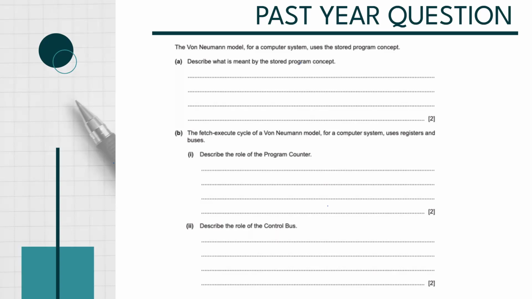So okay, now can you tell me? I think you already know the role of the program counter. So can you describe the role of the control bus, Emmanuel?